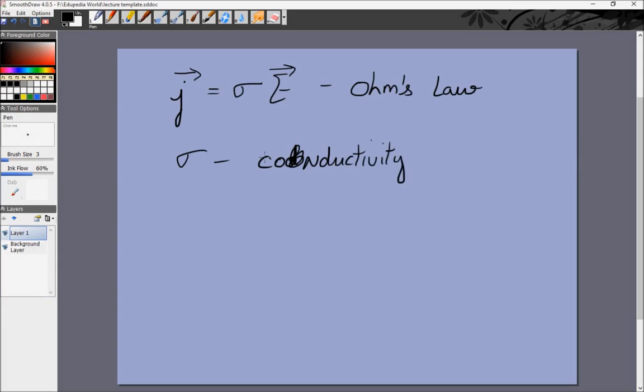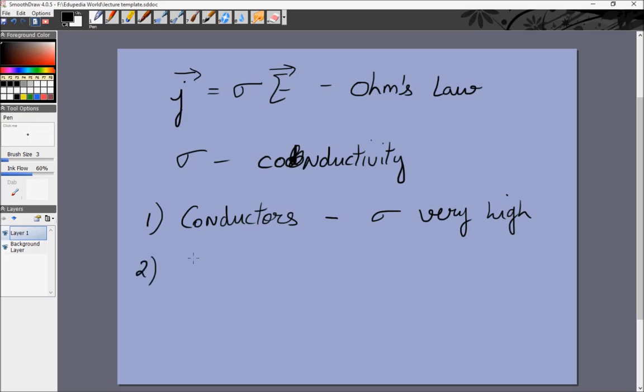Now, based on the range of conductivity, we classify solids into three different types. The first is conductors, and in that sigma is very high, which means the conductivity is high. Any small electric field will give rise to a large current density, which basically means any small potential difference will give rise to a large amount of current.